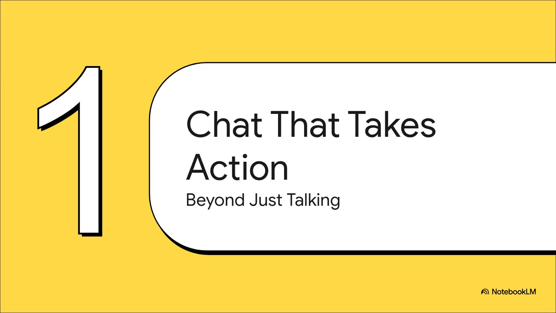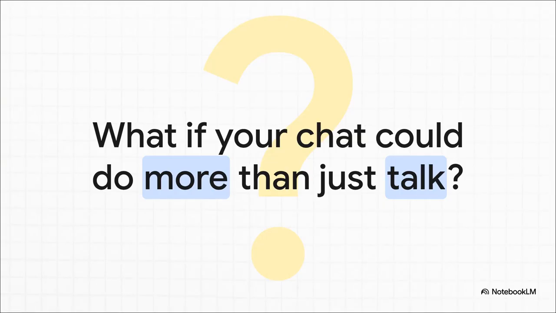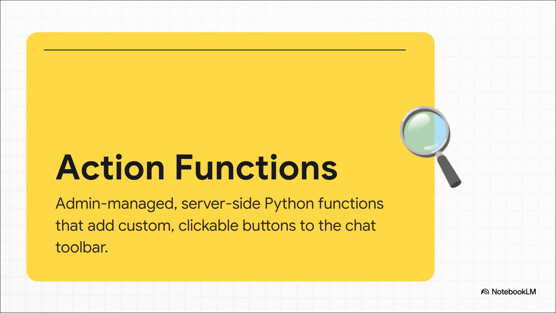All right, first up, chat that takes action. This is all about moving beyond that classic, text in, text out model that we're all so used to with chatbots. So let me ask you this. What if your chat could actually do more than just talk? I mean, chatbots are great at conversation, sure, but what if they could perform tasks or ask for your permission before doing something, or even generate content, like a chart, right there inside the chat window?